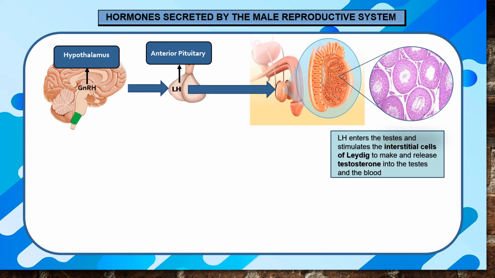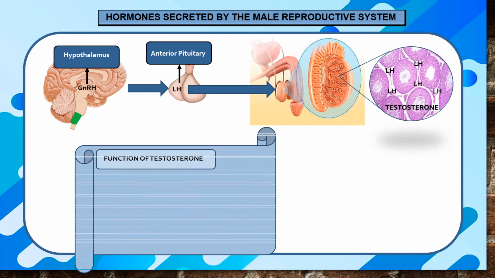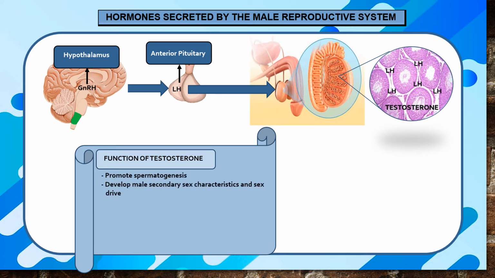LH enters the testes and stimulates the interstitial cells of Leydig to make and release testosterone into the testes and the blood. What are the functions of testosterone? It promotes spermatogenesis. It develops male secondary sex characteristics and sex drive.